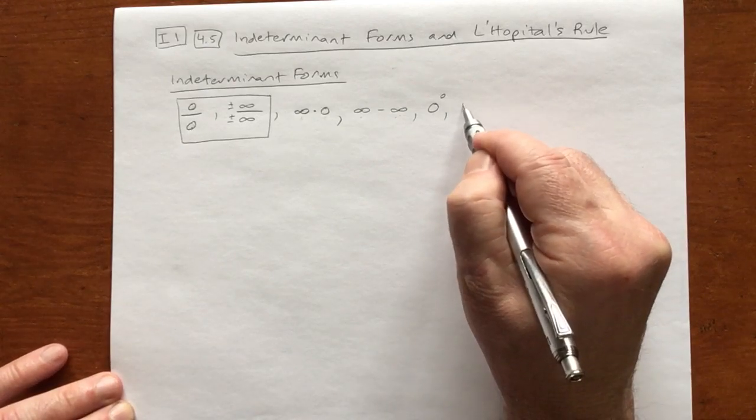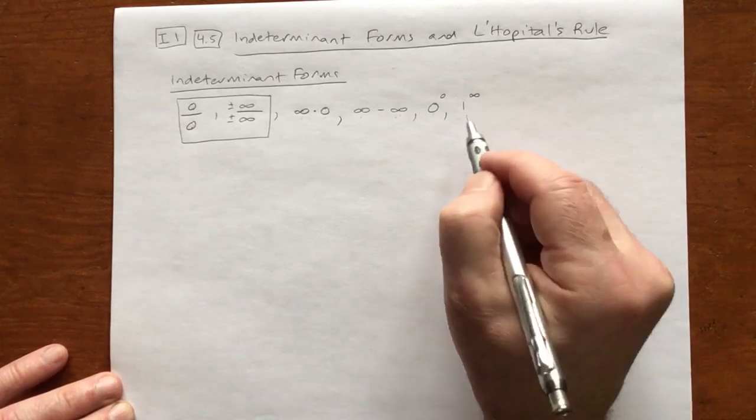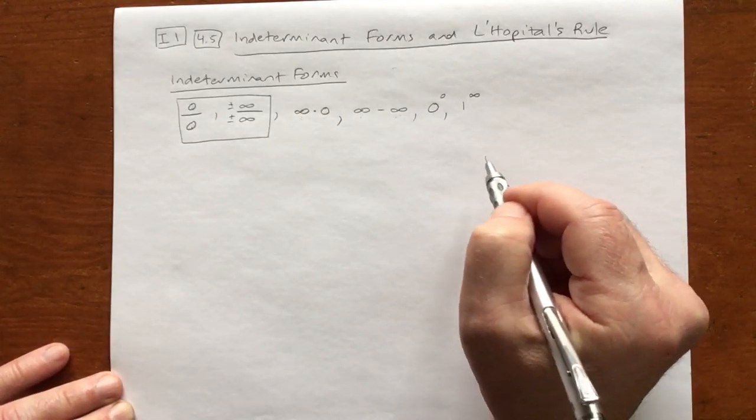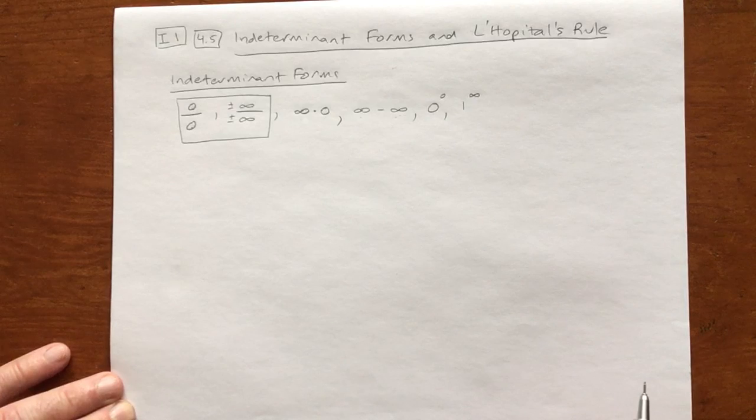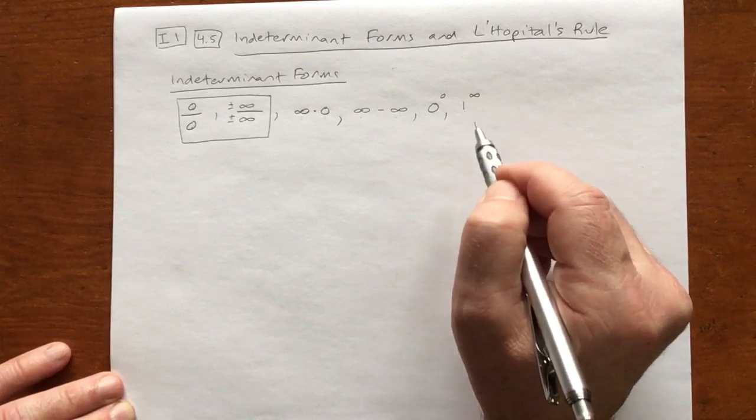Another indeterminate form is 1 to the infinity power. This one seems to confound students. They think 1 to any value would have to be 1. You could multiply 1 times 1 times 1 a billion times, and that would be 1.